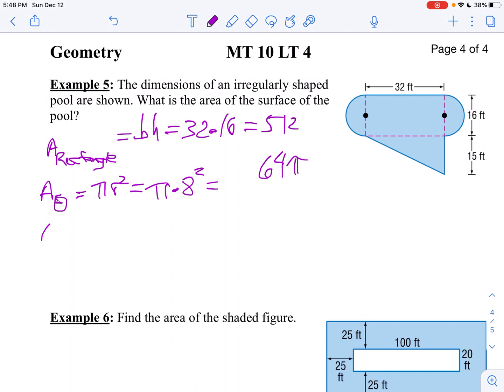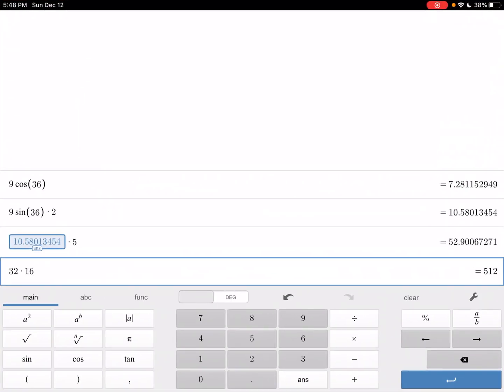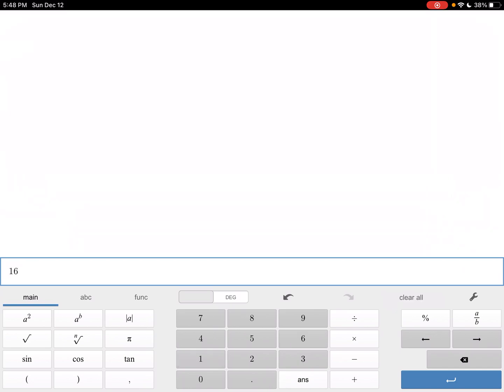And then let's find the area of the triangle. Well, I know that's 1/2 base times height. My base is 32, isn't it? Because that's the side length of the rectangle. So it's 1/2 times 32 times 15. 2 goes into 32 16 times, so it's 16 times 15. If I take 16 times 15, I get 240.